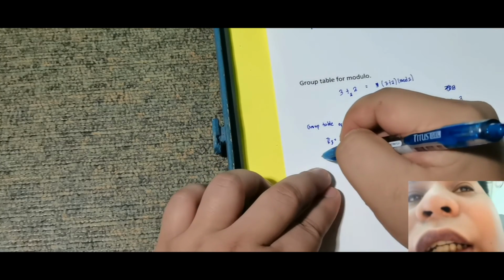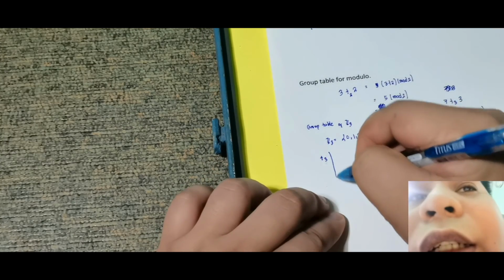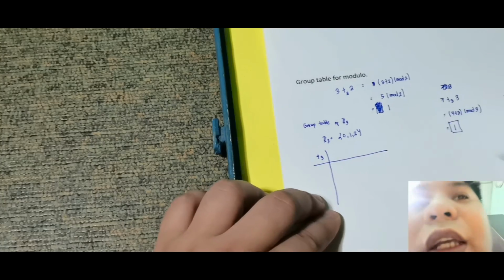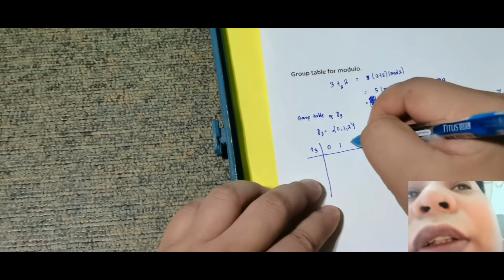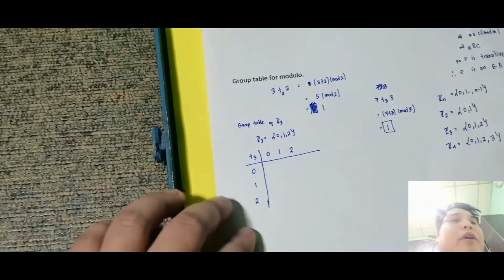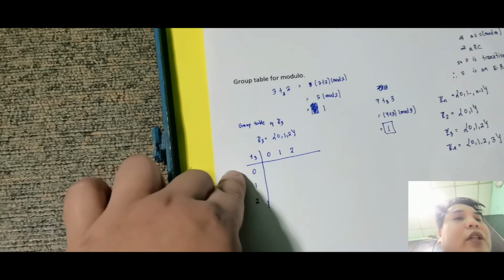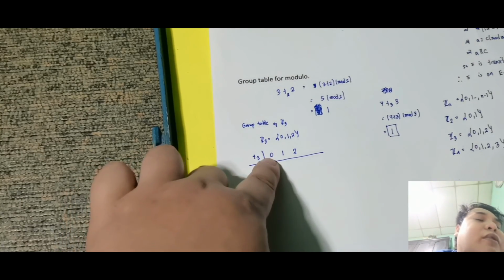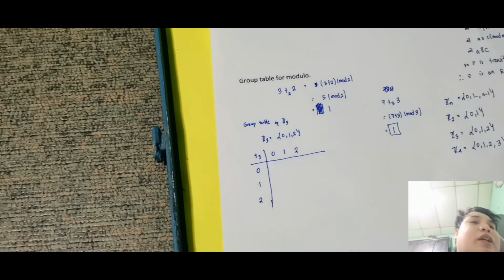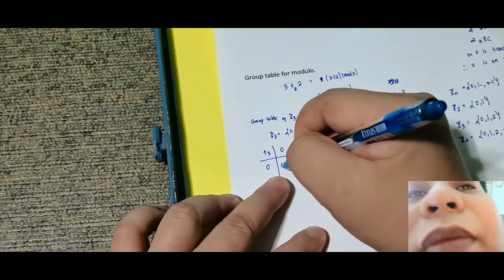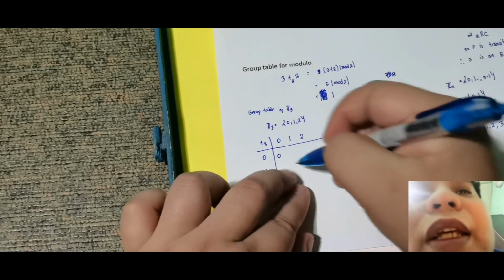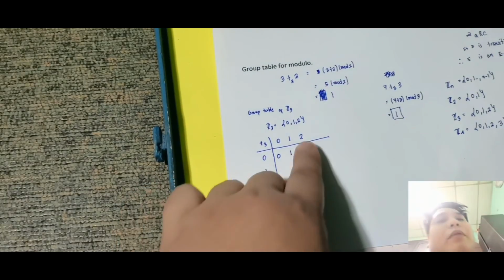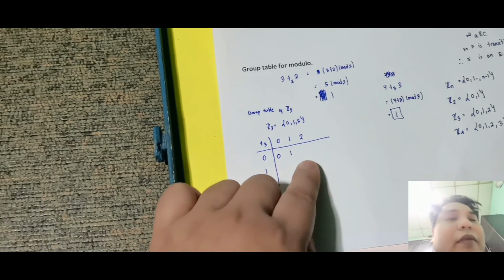Ang gagawin mo, lagay ka dito ng plus. Kaya nga group table. Tapos lagay ko dito yung set na 0, 1, 2. Lagay ko dito yung 0, 1, 2. Okay, start tayo. 0 plus 0, addition modulo 3. That is 0 plus 0 modulo 3, that is 0 pa rin. Tama? 0 plus 1 modulo 3, that is 1 pa rin. Tama? 0 plus 2 modulo 3, that is 2 pa rin.